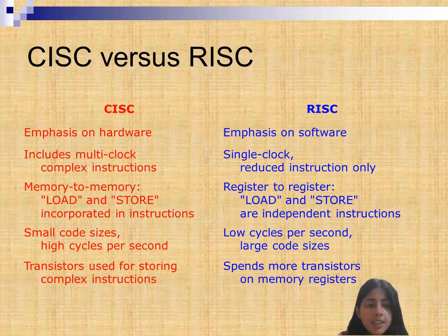instructions. CISC has a small code size and high cycles per second, whereas RISC has low cycles per second and large code size. Transistors are used for storing complex instructions in CISC, whereas RISC spends more transistors on memory registers.